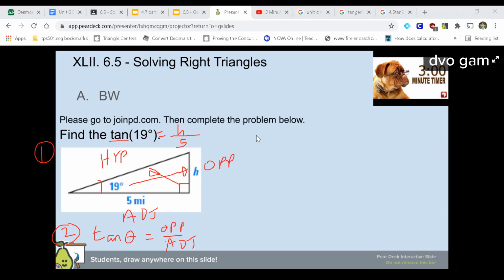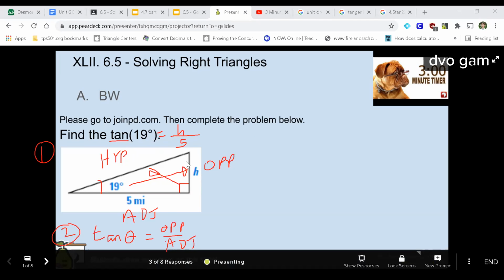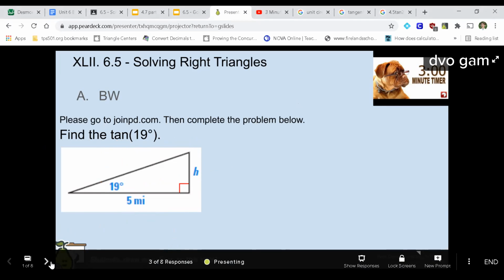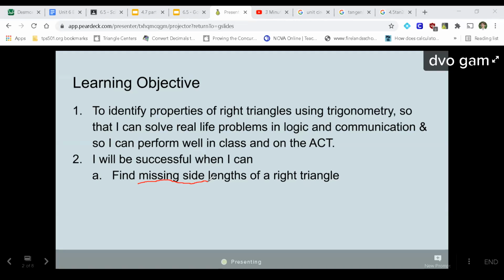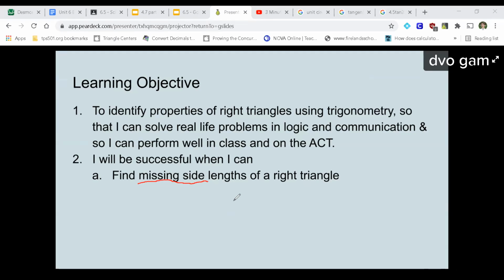Today's class, we're going to talk about how you could go further with this problem, actually solve it to find out what H is. But for right now, that's all. Okay, well, let's go ahead and do that then. So today, what we're going to do is we're going to go ahead and start solving our trig formulas so that we can find the missing sides of a right triangle.